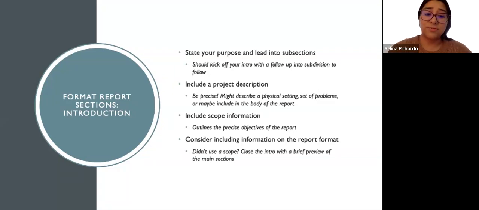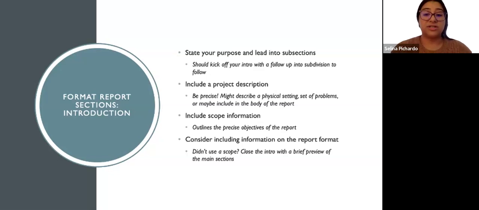Include a project description. Be precise. Maybe you are describing a physical setting. You're out in the field, a set of problems, or maybe just include that you are going to be reviewing this study and the body of the report. Always include some brief project description.